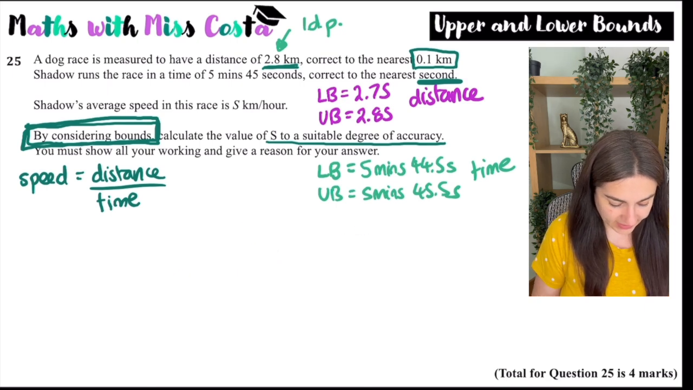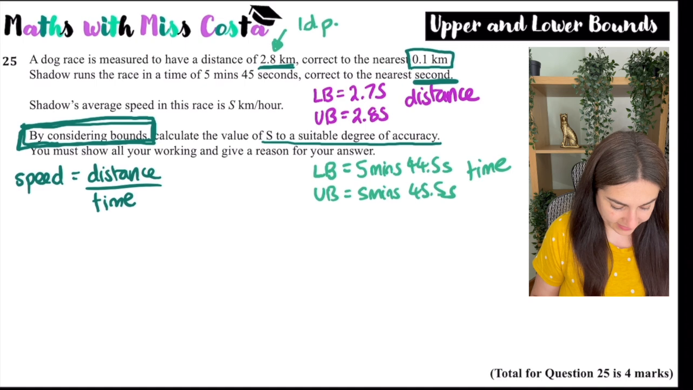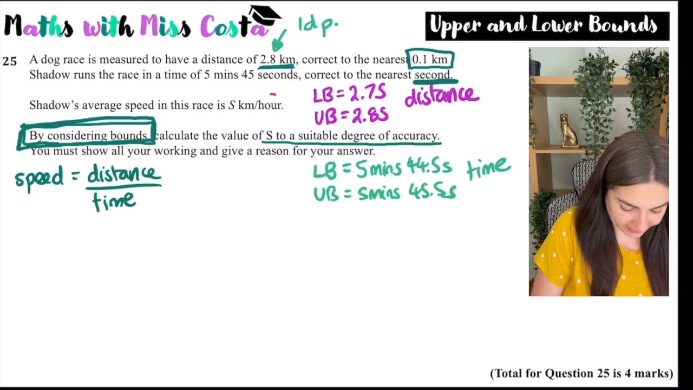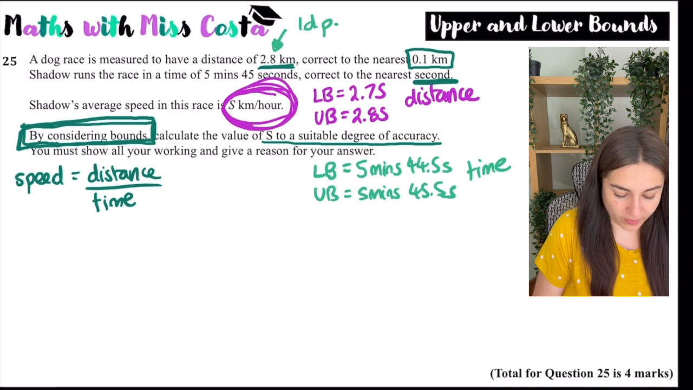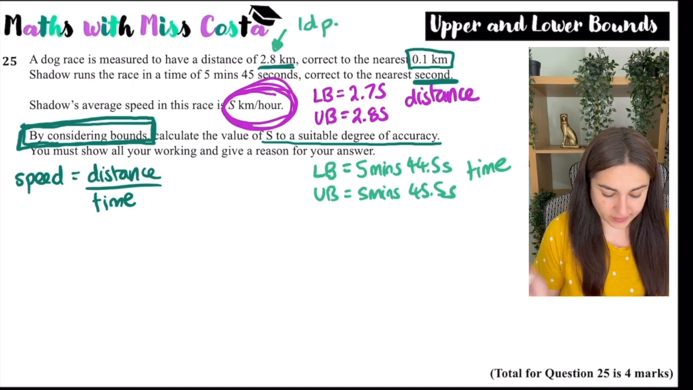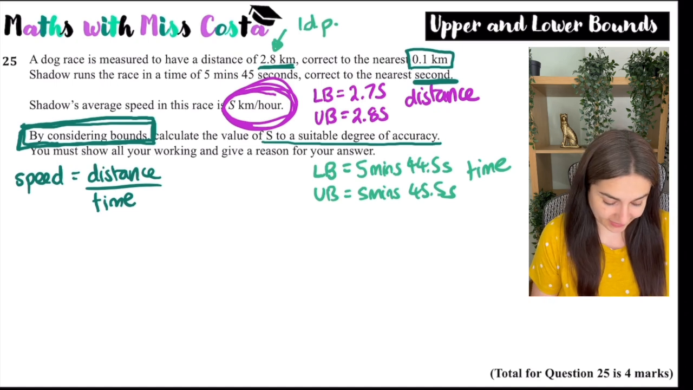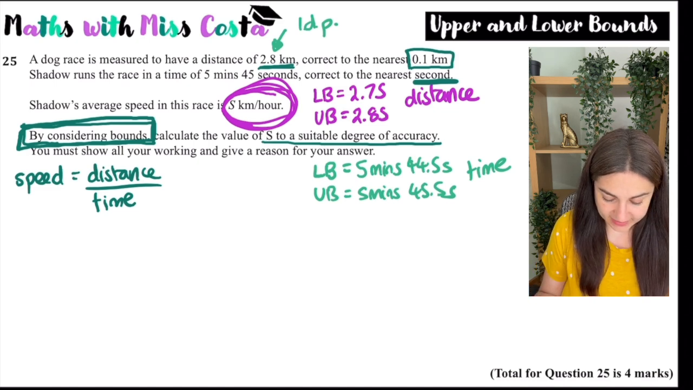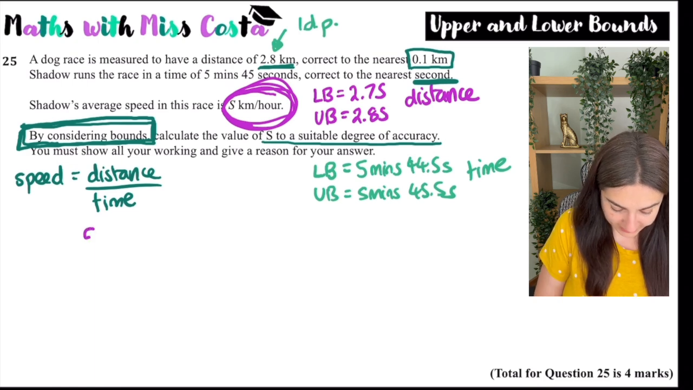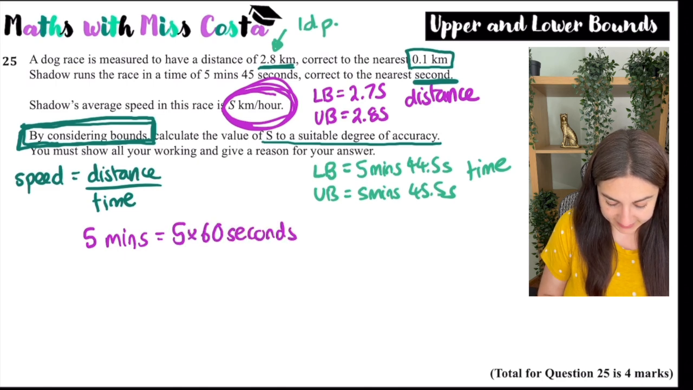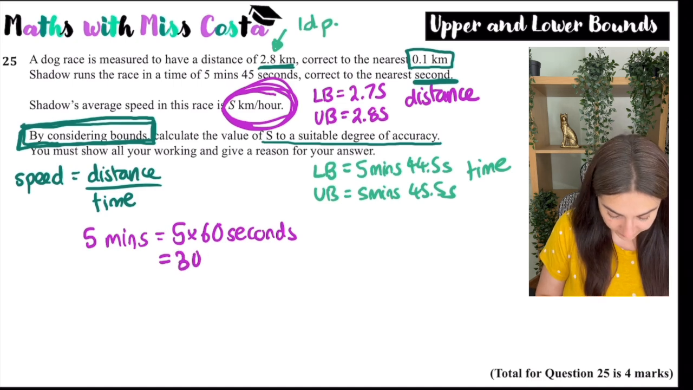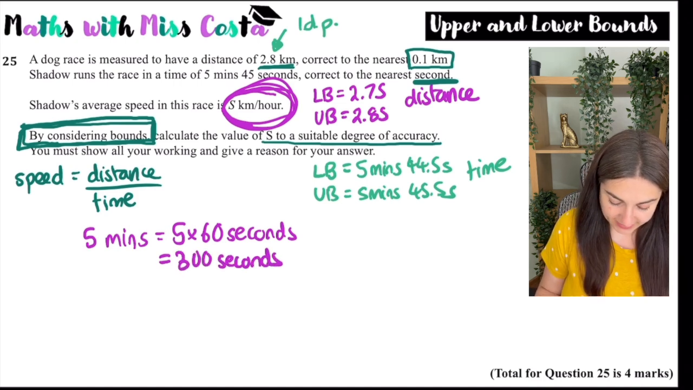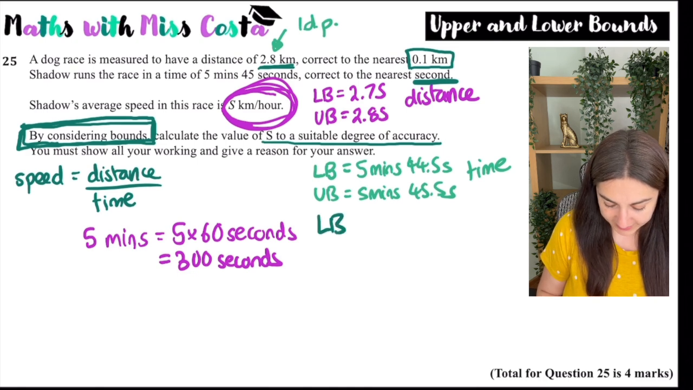So the key thing here is that it said speed in this race is something kilometers per hour. Now, his time is in seconds, so it's already kilometers, but it's kilometers per hour that is needed. So I know that 5 minutes is 5 times 60 seconds, because there are 60 seconds in a minute. So 5 times 60 is 300. Okay, so first thing I'm going to do is turn my time into purely seconds.